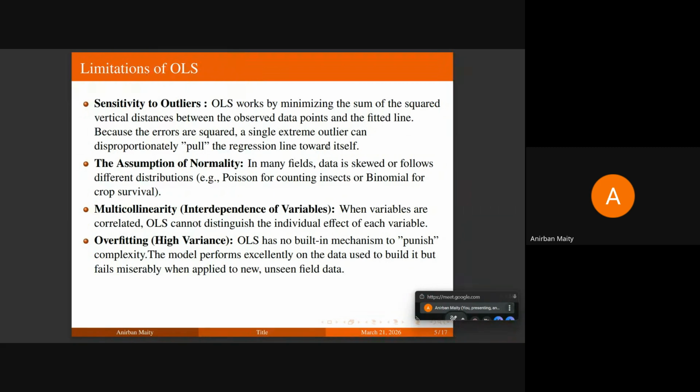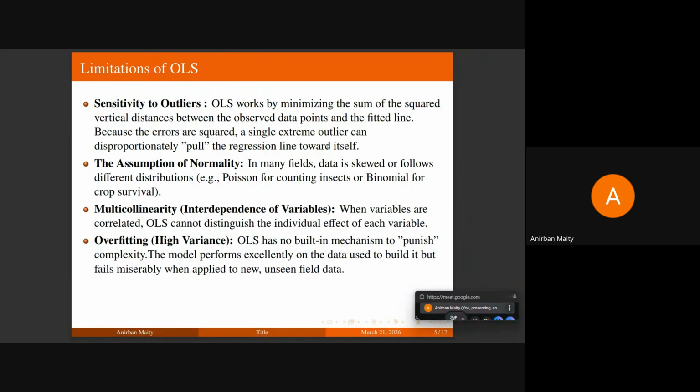Another thing is the assumption of normality that I have told you. The linear regression model is very rigid, that it is only built on the condition of normal distribution of the response variable. But if your response variable does not follow a normal distribution, rather it follows another non-normal distribution, in that case your linear regression model will fail.